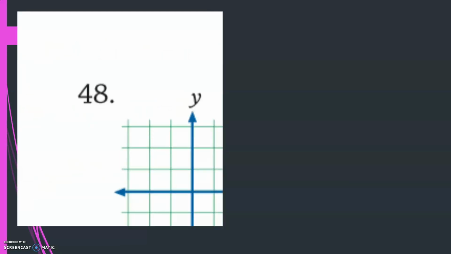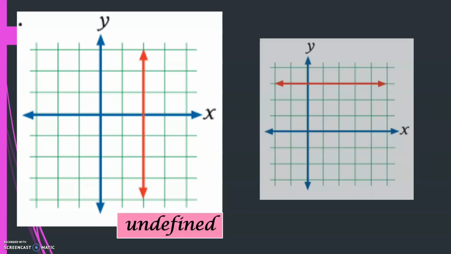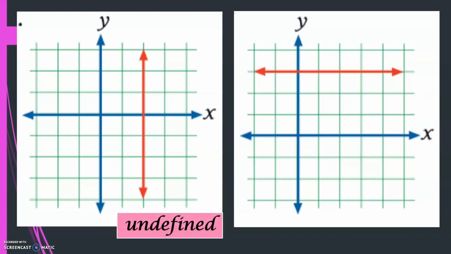How about this graph? Take a look at this one. As you can see, the graph is a vertical line. Therefore, the slope here is undefined. How about this? The graph of the linear equation is a horizontal line. Therefore, the slope is, very good, 0.